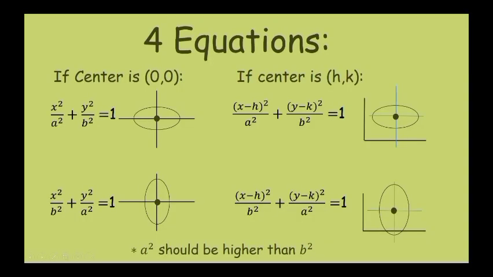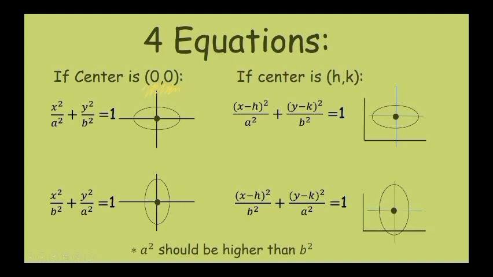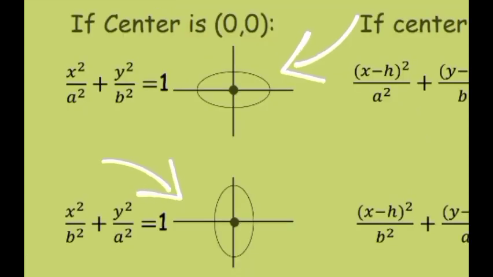Now that we know the parts of the ellipse, let's talk about these four equations. These equations will help us determine how our ellipse is going to turn out. We can know if it's going to be horizontal or vertical. If the center is on 0, 0, or the origin, it will look like this. That means that the center will be in the middle of the coordinate plane.